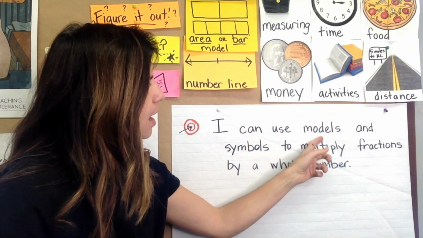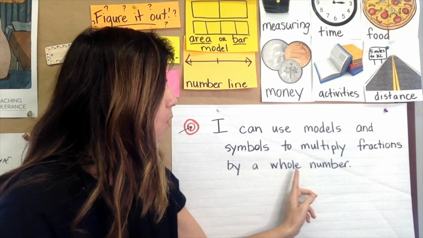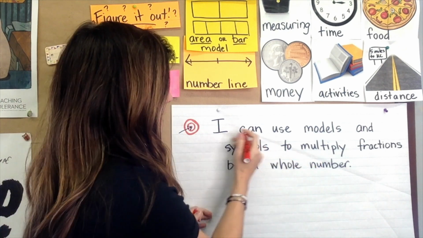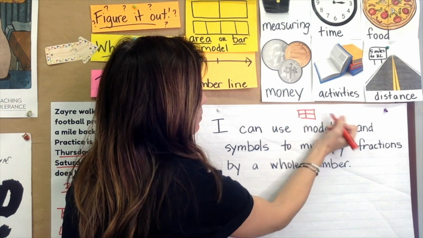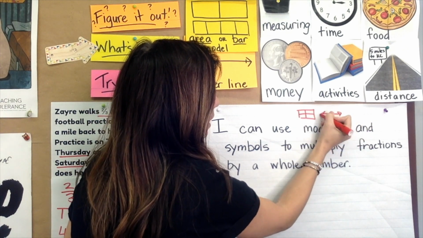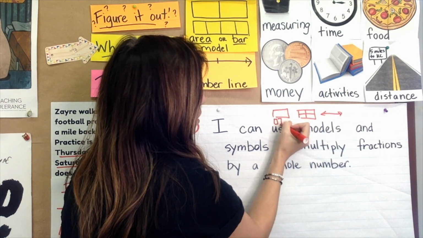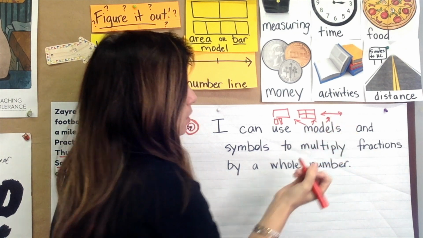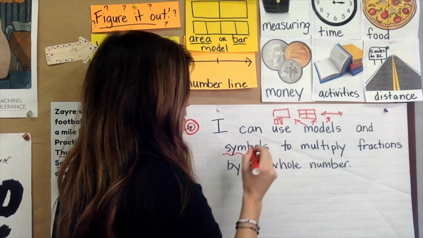I can use models and symbols to multiply fractions by a whole number. Let's break it down. So I can use models. Well, we know we have area or bar models, we have number lines, we have fraction strips. Look at all the models we know. So models are our drawings. And symbols. Let's come back to symbols.